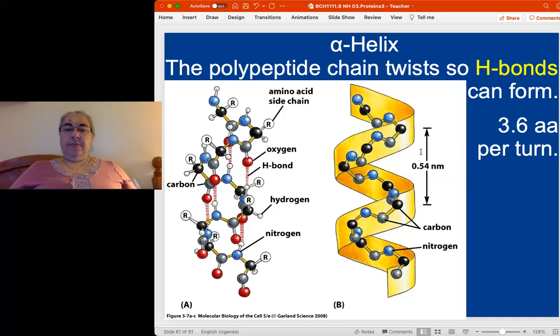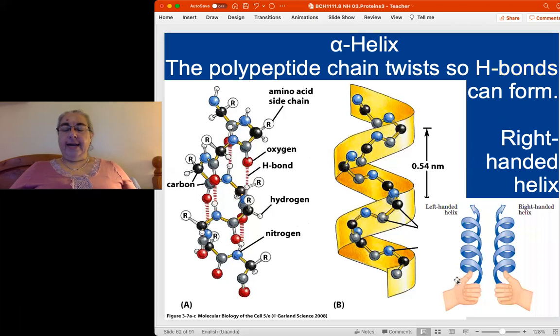So here we can see by the dimensions of it. This is about 0.54 nanometers, okay, between one turn of a helix and the next. And that is made up of 3.6 amino acids. So more than 3, but less than 4 amino acids, sort of about 3.5 amino acids to make one turn of the alpha helix of a protein chain.